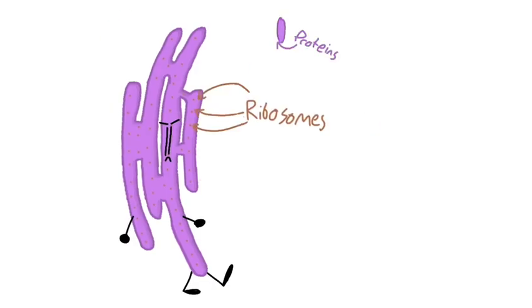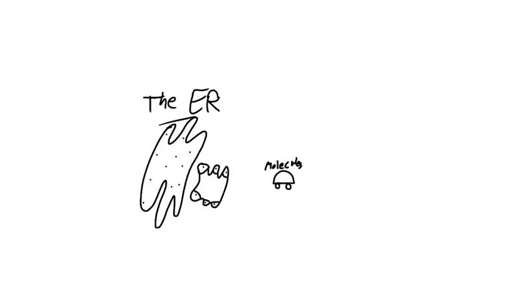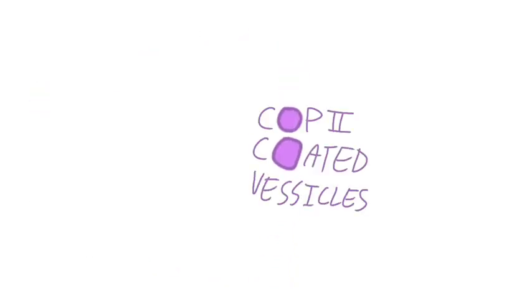The next one is called the endoplasmic reticulum, or ER for short. It has two types, the rough ER and the smooth. The smooth ER can make lipids, and the rough has ribosomes, so it can create proteins. The molecules made by the ER need to be moved throughout the cell, so the ER creates these things called COP2-coated vesicles, which act like delivery trucks, transporting materials throughout the cell.